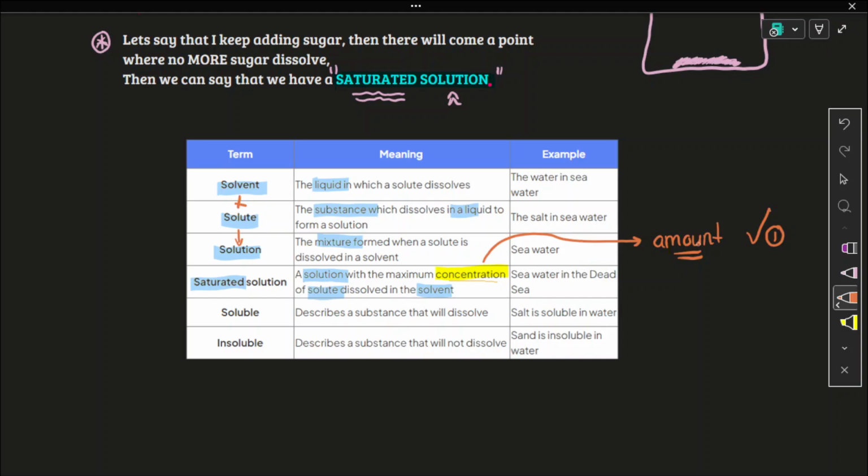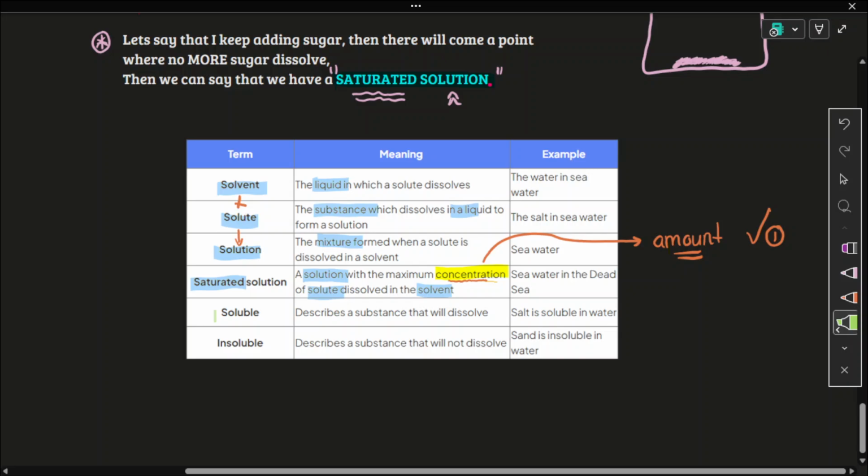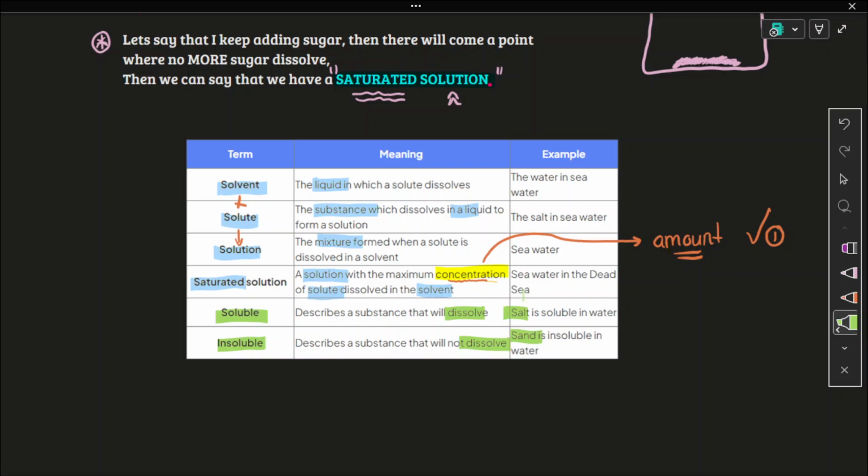But in chemistry, whenever we try to say how much of something, we say concentration of something. Nothing fancy, that's it. And two very simple terms: if something's soluble, it will dissolve. If something is insoluble, it will not dissolve, like sand. This will be the summarizing table with all the terms, their meanings, and a simple example for you to follow.